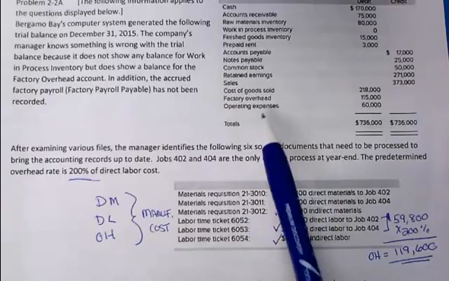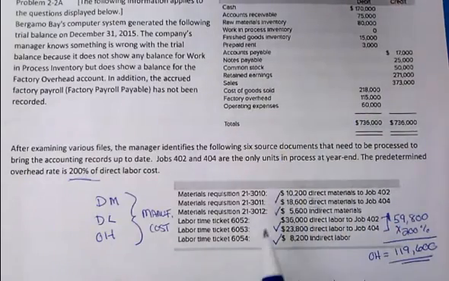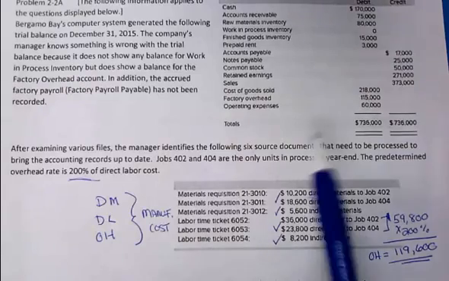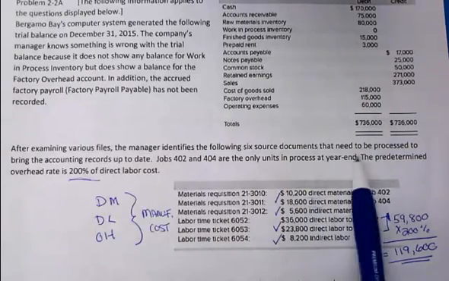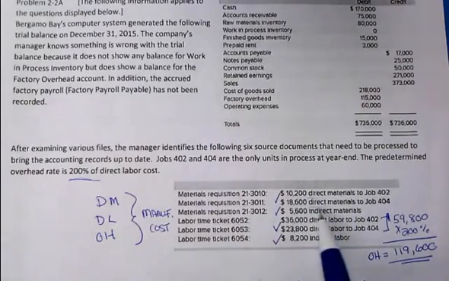You might have the tendency to want to come back up here in your trial balance and use amounts, but we're really only focused on the 6 source documents that need to be processed. That's what we're missing, so we're really only concerned with these 6 items.